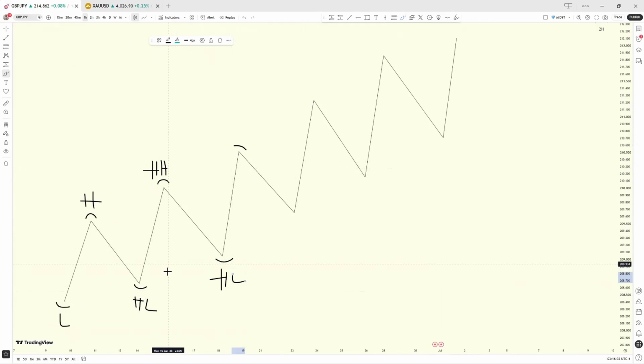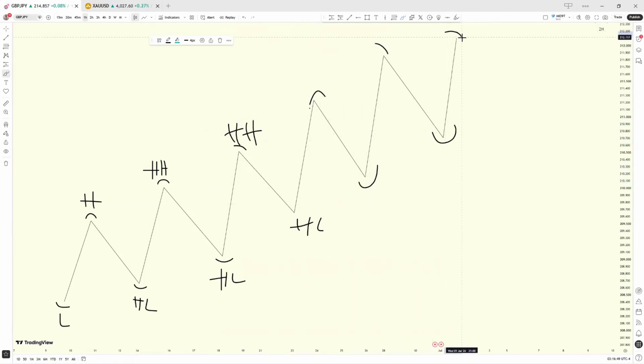So this is the low, this is the origin, this is the high, this is the higher low, higher high, higher low, higher high, higher low, higher high, right? Higher low, higher high, higher low, higher high. That is it for a bullish market structure.